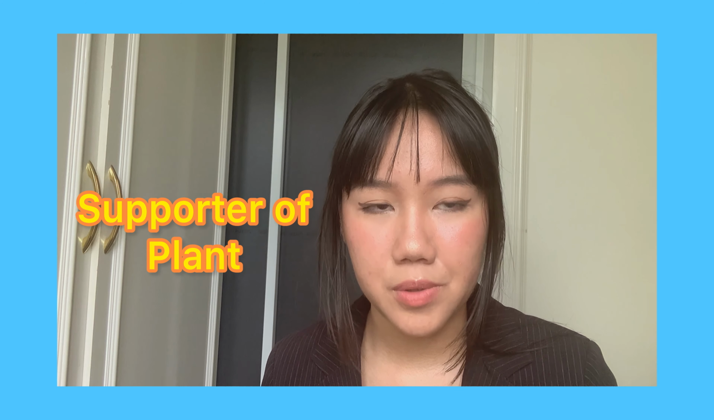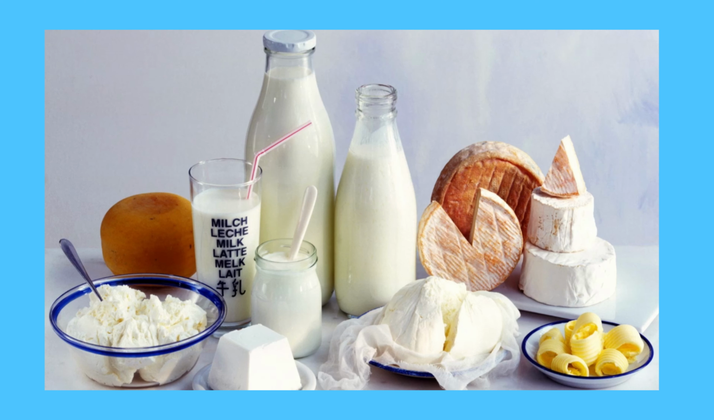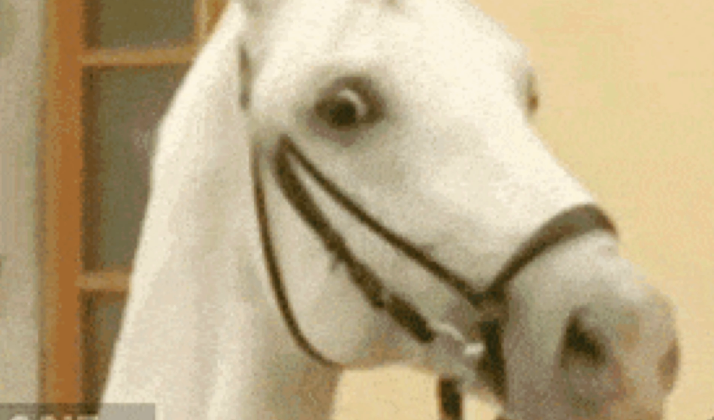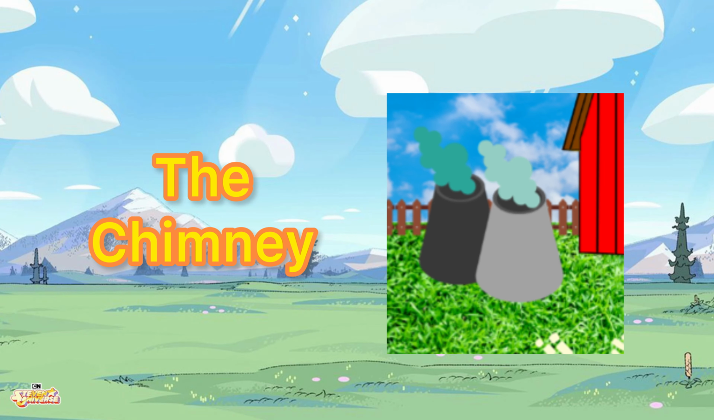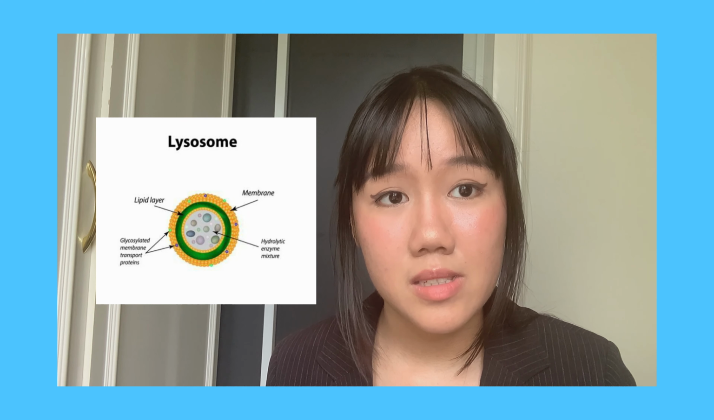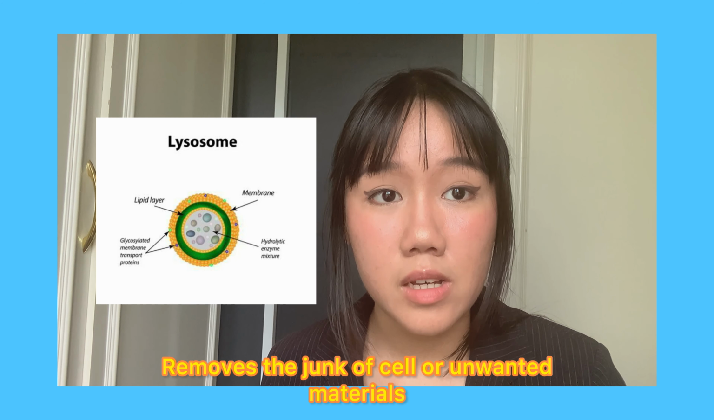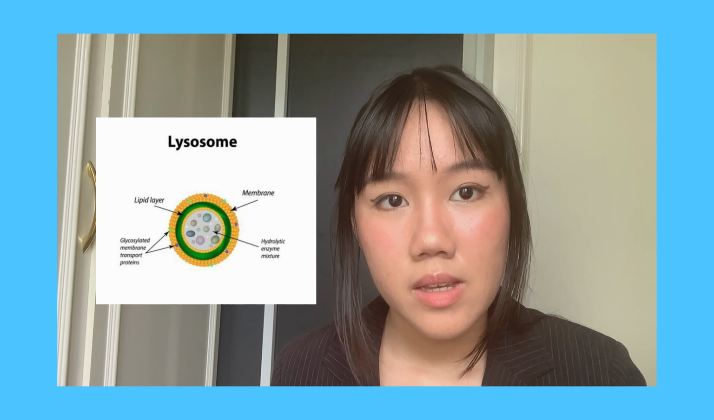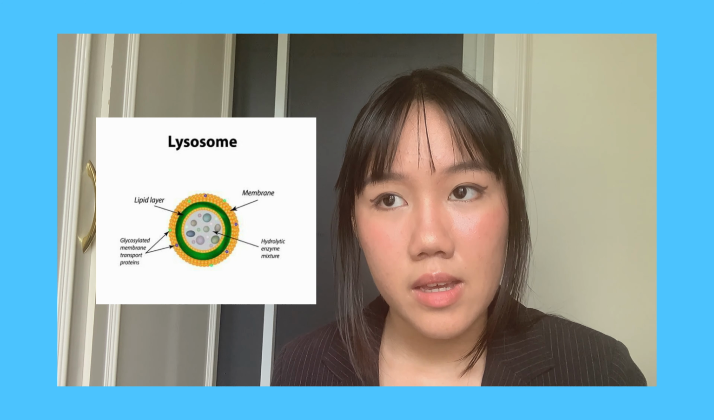The barn of the farm represents the vacuole because vacuole stores materials and is a supporter of the other parts of a plant. The farmhouse contains the food, products, and supports animals like horses to stay there. The chimney or the exhaust of the barn is like a lysosome because lysosome removes the junk of a cell or unwanted materials, and the chimney rids the bad air and smoke out of the barn.